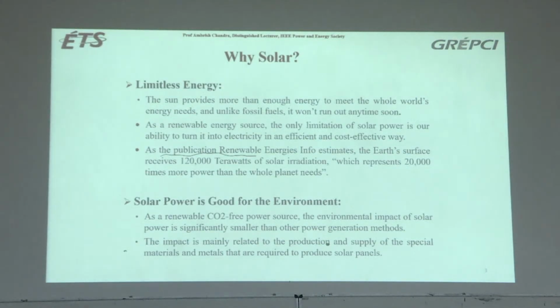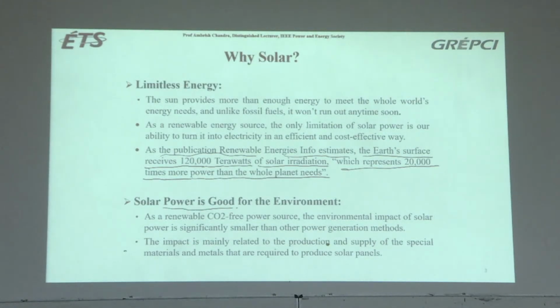As the publication Renewable Energy Info estimates, the Earth's surface receives 120,000 terawatts of solar irradiation, which represents 20,000 times more power than the whole planet needs. So that's why solar energy is very important.